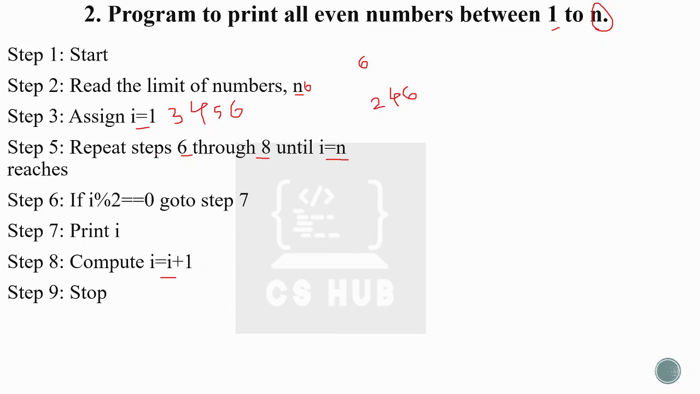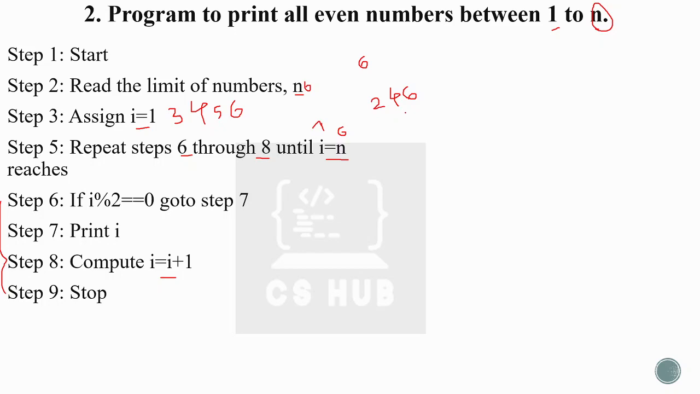I is 7 now. Now this condition got violated, right? Now our I equals 7 and our n is 6. So this condition got violated. So we skip these steps and jump to here, which means stop. So it will print even numbers 2, 4, 6. So the concept is very simple, the logic is very simple.